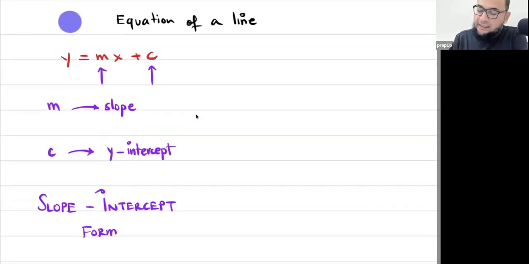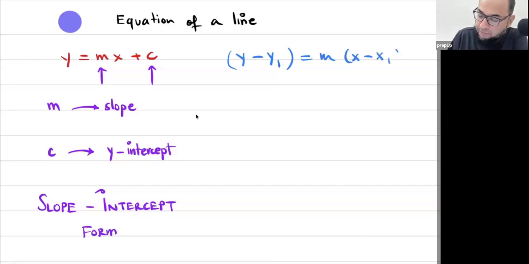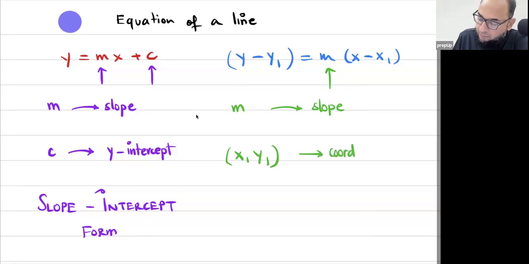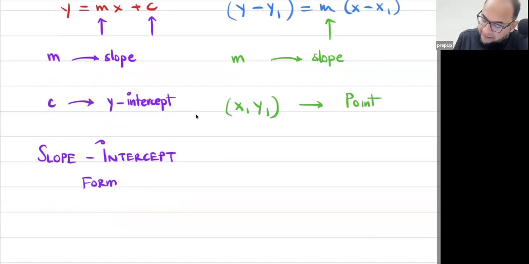On the other hand, we have this: y minus y1 is equal to m(x minus x1). M, still the slope, and (x1, y1) is a point, the coordinates of a point. So let me just erase coordinate. I think point is perfect. So therefore, this is known as slope-point format or form.